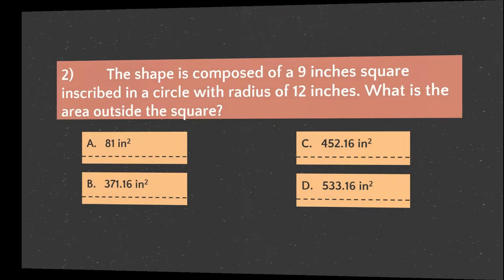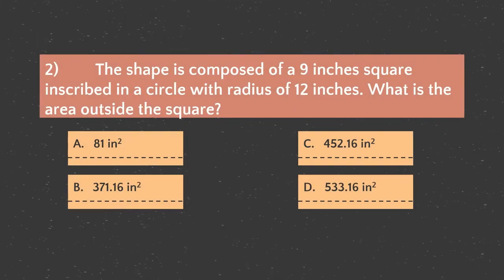Number 2. The square is composed of a 9 inches square inscribed in a circle with a radius of 12 inches. What is the area outside the square? Letter A, 81 squared inches. Letter B, 371 1/16 squared inches. Letter C, 452 1/16 squared inches. Letter D, 533 1/16 squared inches.